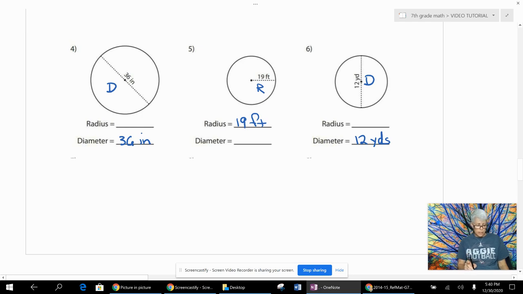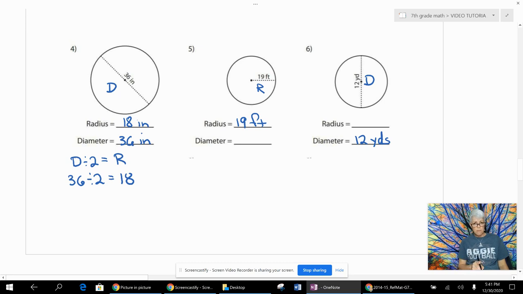Okay, back at you. Here we go. Let's see. I need the radius. So I have the diameter. So the diameter divided by 2 is the radius. So that'd be 36 divided by 2. And if I do the math, I already know that's going to be 18. So I'm going to put 18 inches.